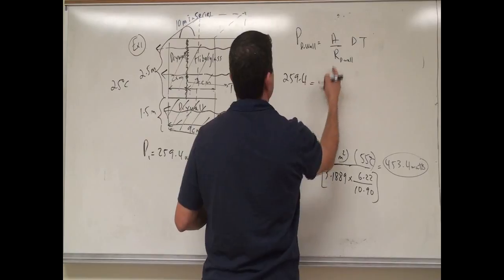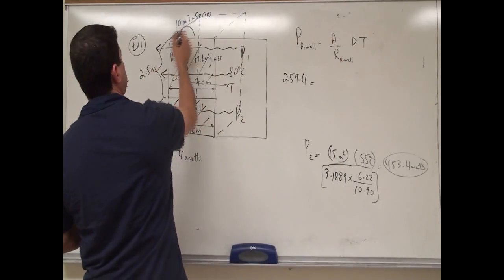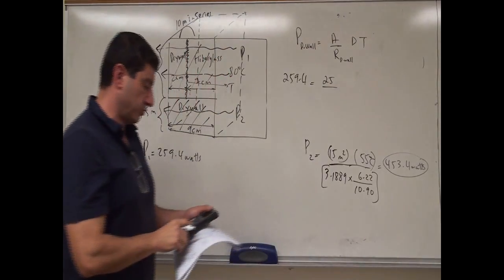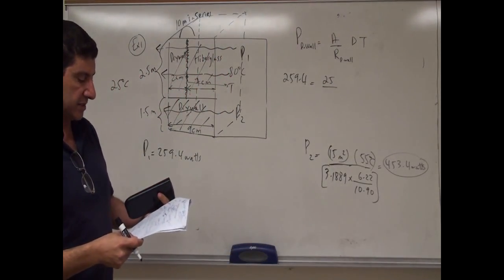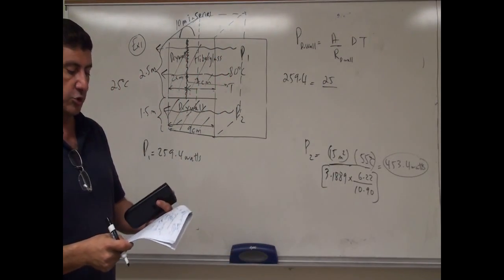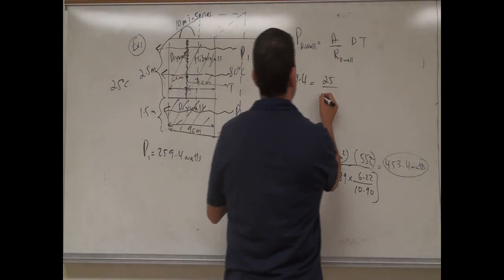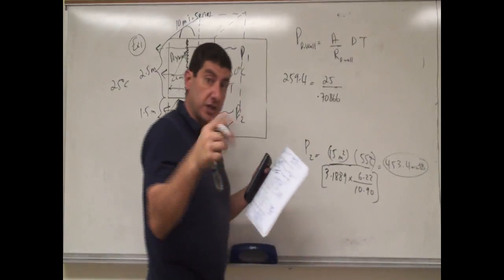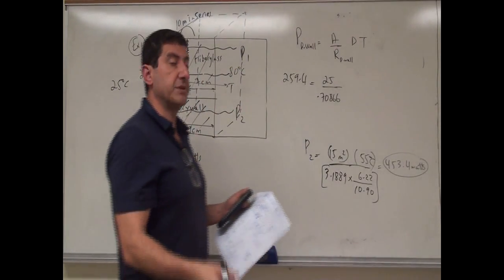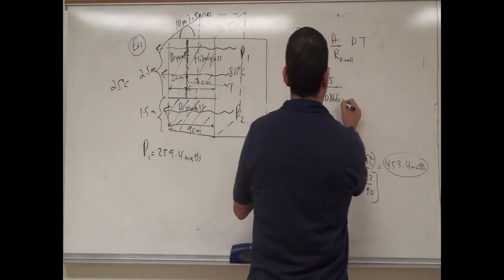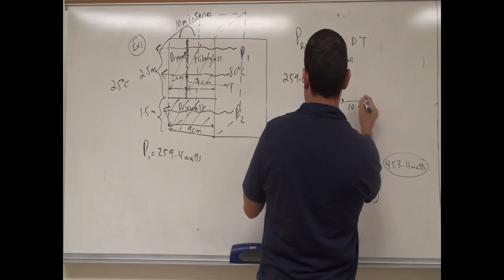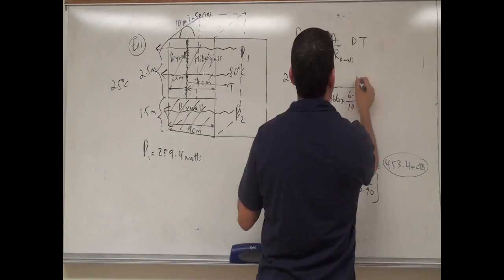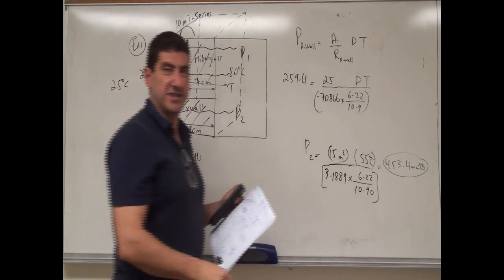259.4 watts. The area is going to be 2.5 times 10, so it's going to be 25. And then the R of the drywall, well, when we did that, remember we got 0.70866. That was correcting for its thickness also, right? But then we do the conversion again. 10.9 is equal to 6.22, right? And then delta T. But we don't know what delta T is, right?